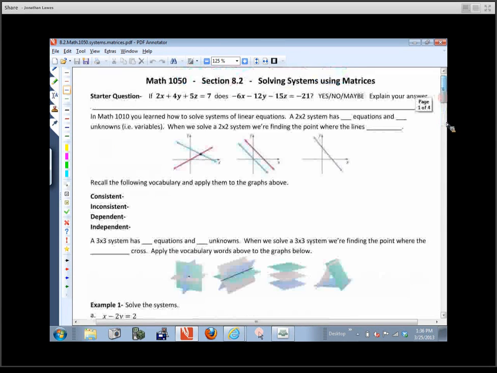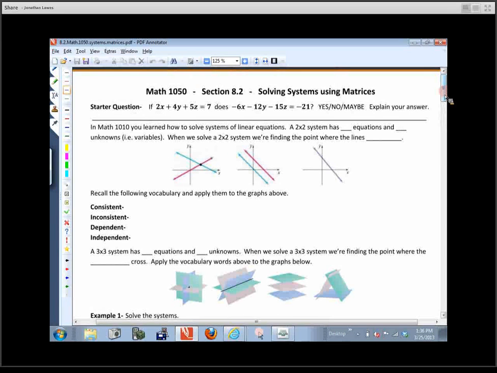So I want to look at that starter question right there. It says if 2x plus 4y plus 5z equals 7, does negative 6x minus 12y minus 15z equal negative 21? And your options are yes, no, and maybe. So, if this is true, in other words, is this also true? If I'm telling you that this right here is true, is that true? Yes, no, or maybe? The answer there is yes. Okay, absolutely yes it is.